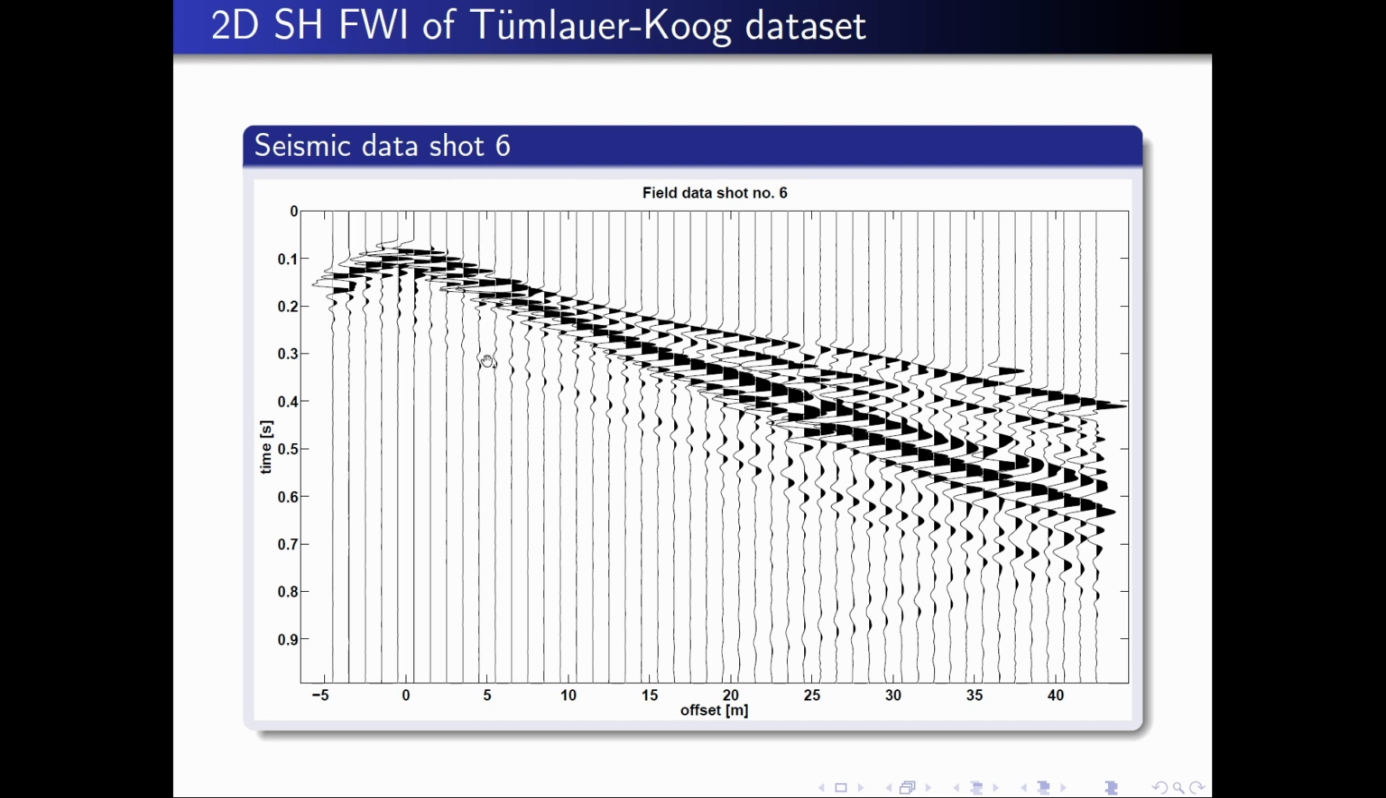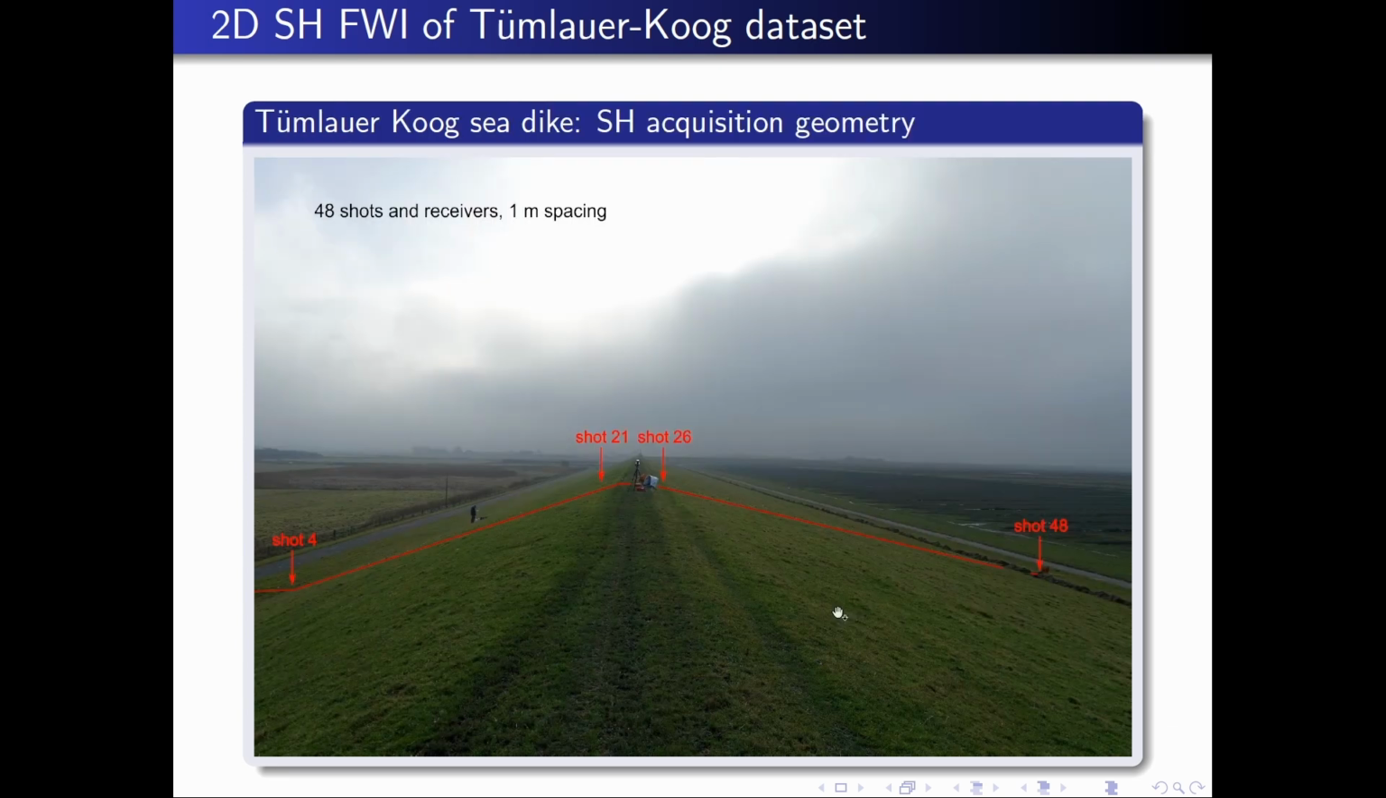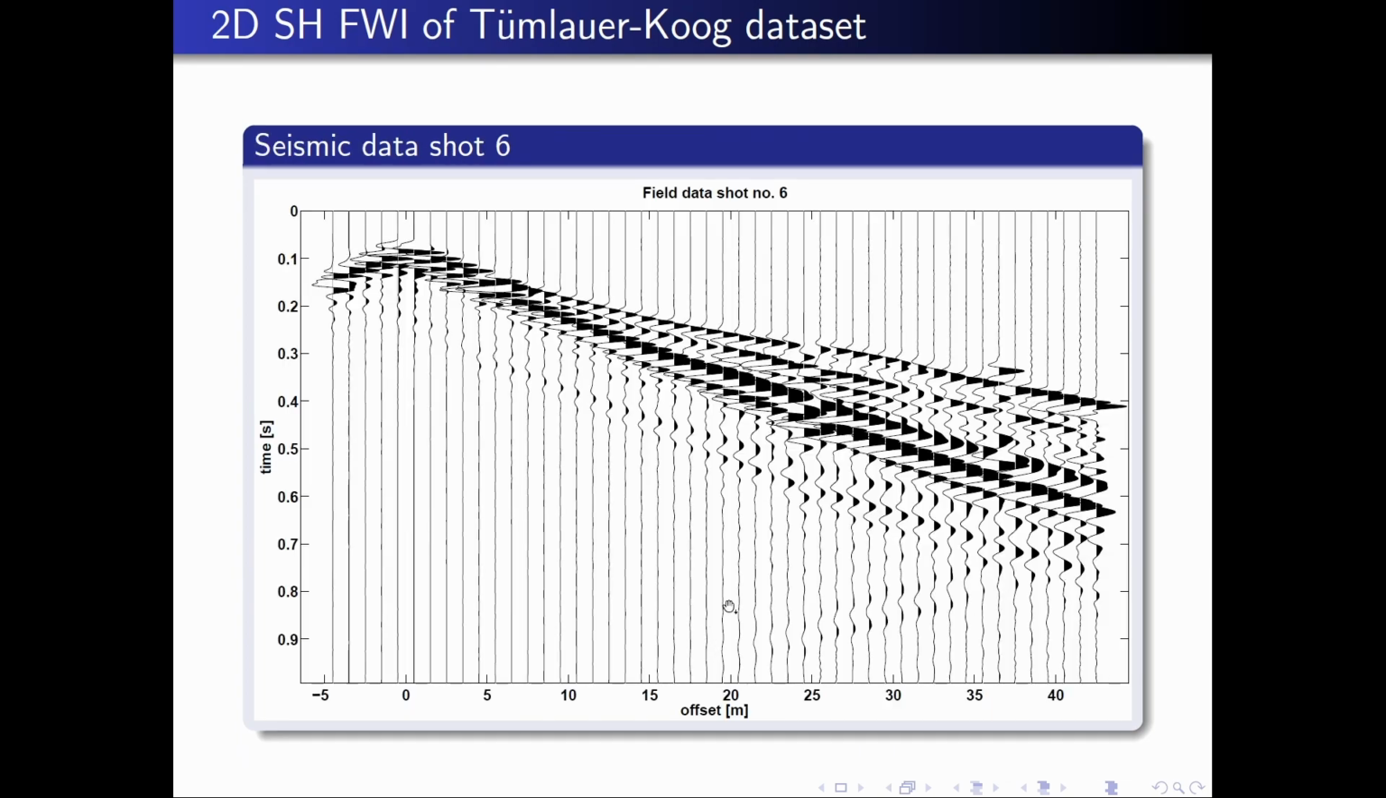Here you can see the shot gather for shot point number 6 on the land side of the dike. Besides the direct and refracted wave, the wave field is dominated by a quite dispersive Love wave, which is reflected by the pavements in front and behind the dike. So you can see here the pavements, and they reflect the surface waves.